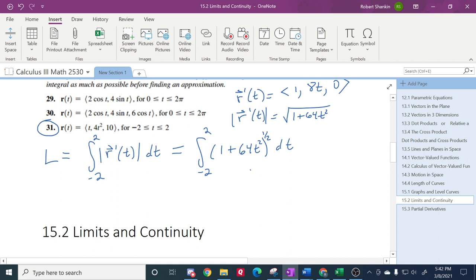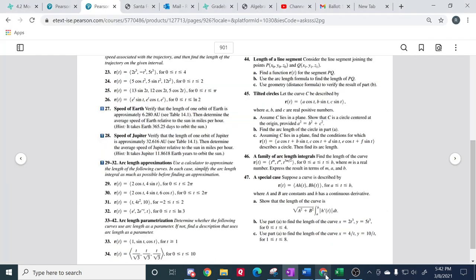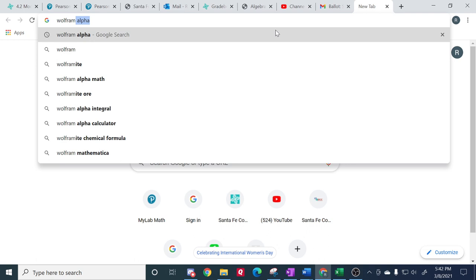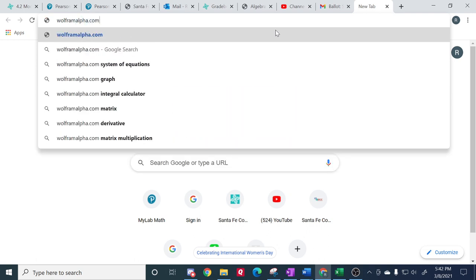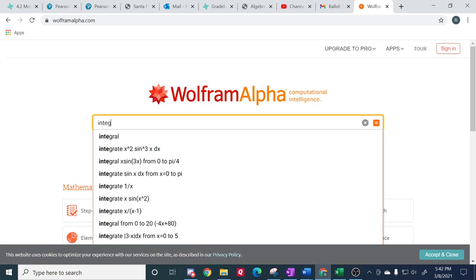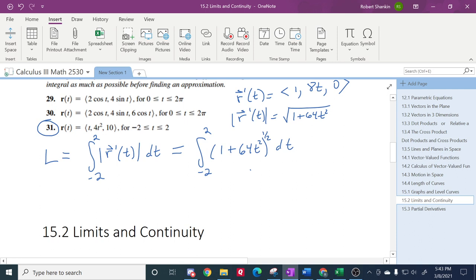So I would take something like this, 1 plus 64 x squared, and I would just put it into something like Wolfram Alpha, and let's say integral from -2 to 2 of, and let me go back to that, 1 plus 64 x squared to the 1/2.